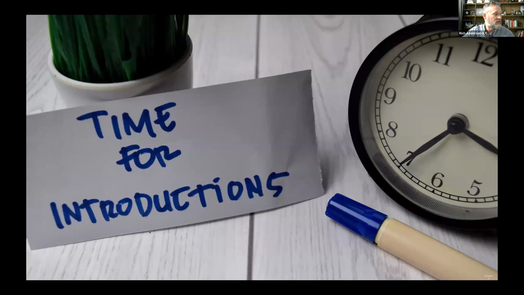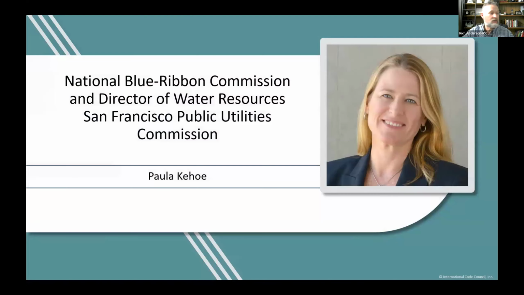And for introductions, I'm going to stop sharing my screen briefly, allowing the individuals that we are going to be hearing from to introduce themselves and be on your screen. So I'd like to start by introducing Paula Kehoe to everybody. Paula, would you like to do a quick introduction about yourself? Sure. Thanks, Rich. My name is Paula Kehoe. I'm the Director of Water Resources at the San Francisco Public Utilities Commission, and I'm also the Chair of the National Blue Ribbon Commission for On-Site Non-Potable Water Systems. And thank you for having me today.